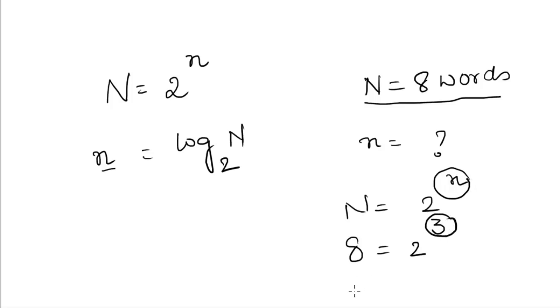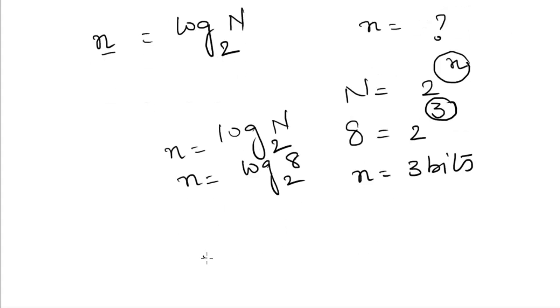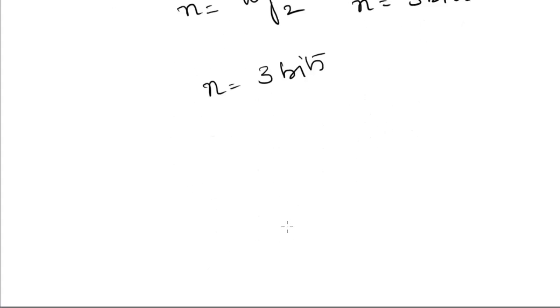So small n will be 3 bits. Or otherwise you can calculate with the formula: small n is equal to log N base 2. So if I want to get small n, log 8 base 2, you are going to get 3. We are going to get small n as 3 bits. Like this, there are some general notations for each and everything. We will see one by one.